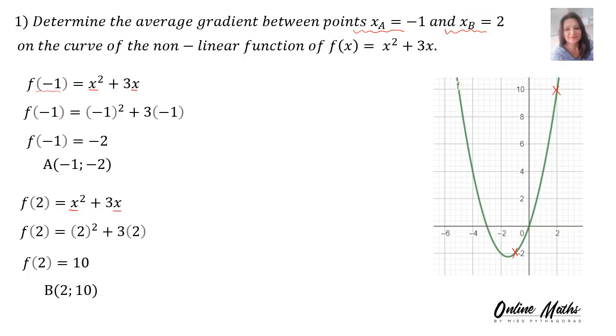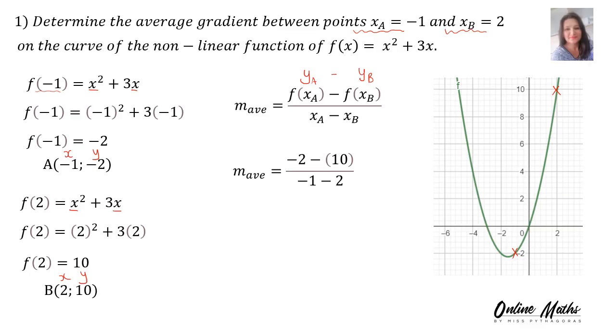So we will work out the average gradient between those 2 points, and therefore we will use the gradient formula. And remember now, this f(xa) means the y at A minus the y at B. And then my advice to you is on top of your coordinates, write x, y, x, y. Then you can't get confused when you substitute in. So when we substitute, the y at A negative 2 minus the y at B 10 over the x at A negative 1 minus the x at B 2. But remember there's a minus because the formula has a minus inside. Therefore, I end with negative 12 over negative 3 is 4. Therefore, the average gradient between those 2 points will be 4.